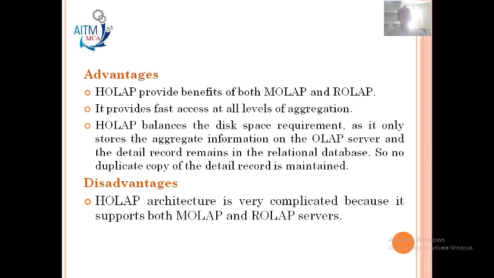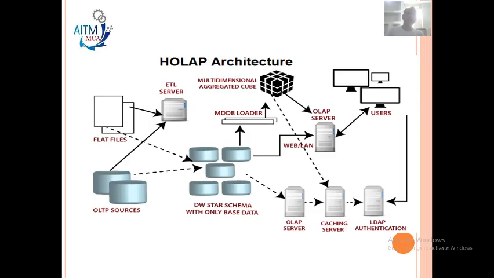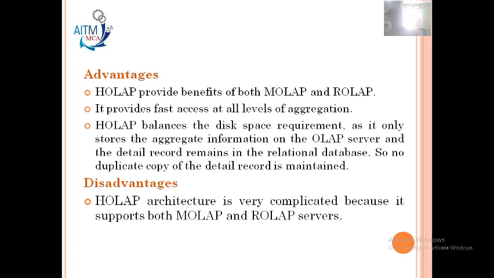HOLAP balances the disk space requirements, because so large amount of data will be there, so it balances the disk space requirements, as it only stores the aggregated information of the OLAP servers. Others will be there in the other data storage. So aggregated information will be here and others will be there on the other side. So from here the server is going to access both the things. Got it? This is how the balancing of disk space takes place.